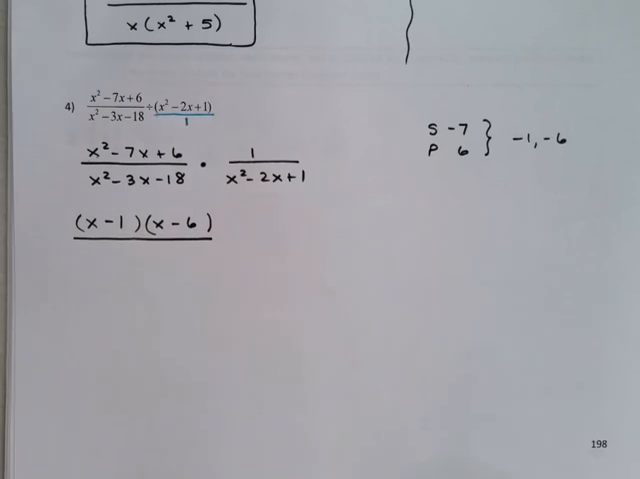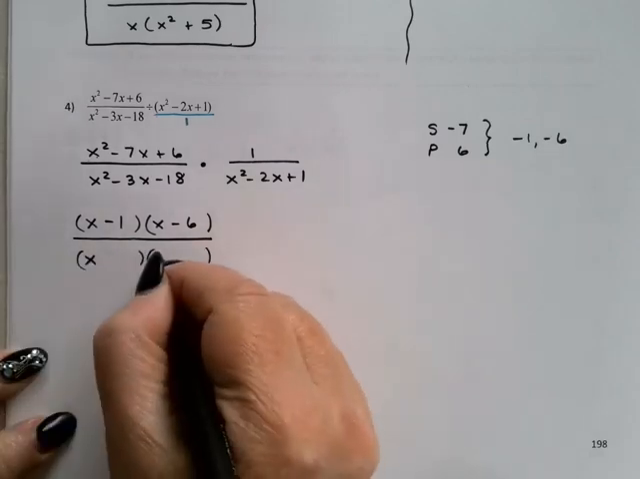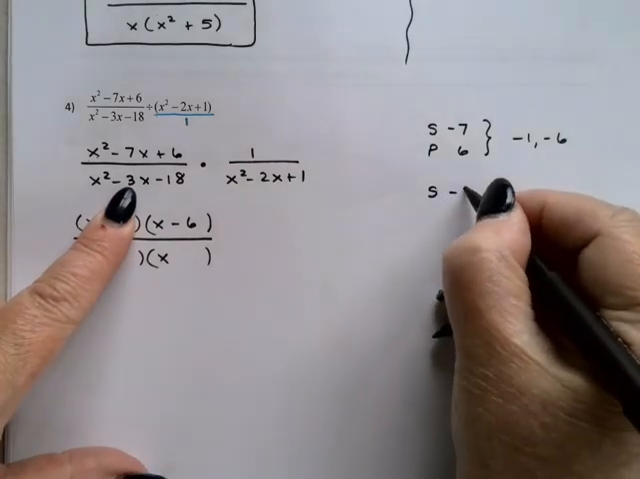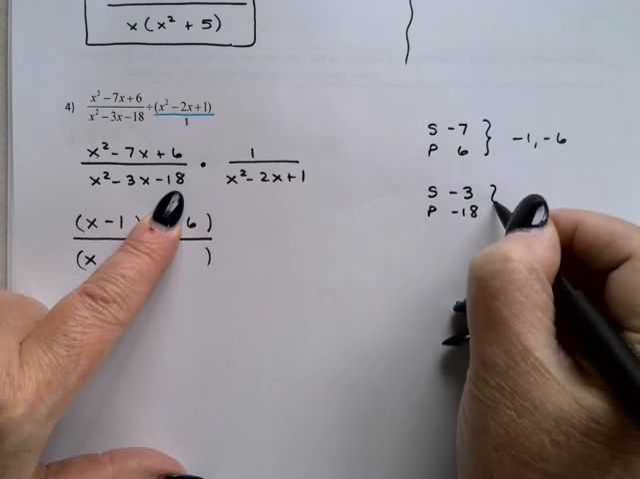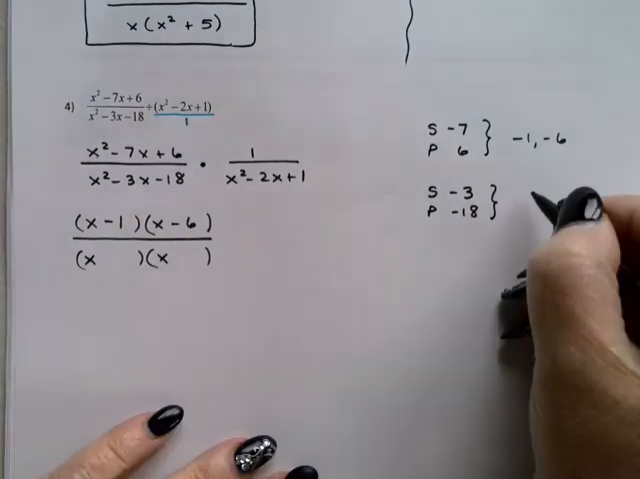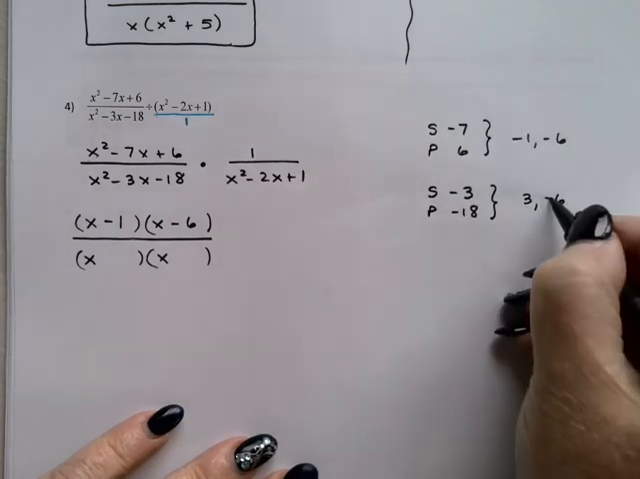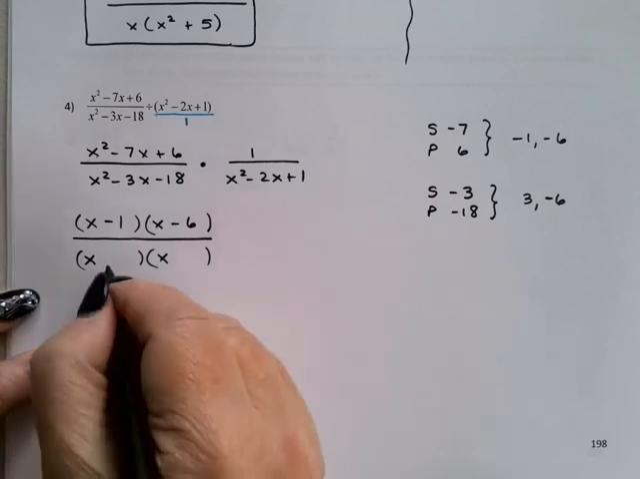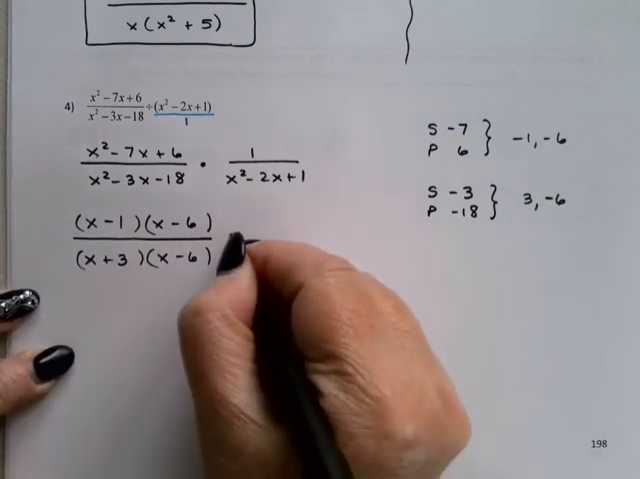Same idea on the bottom. Trinomial whose leading coefficient is 1. So right away I know I'm going to start with x times x. This time I need a sum of negative 3 and a product of negative 18. It's like 3 and 6. I'm going to have to make the 6 negative to get them to add up to a negative 3. So x plus 3, x minus 6.